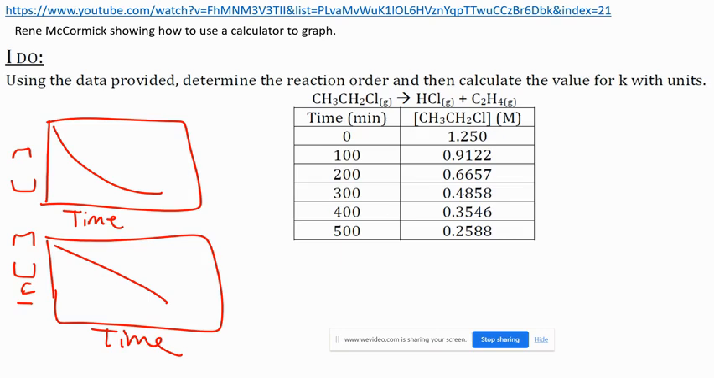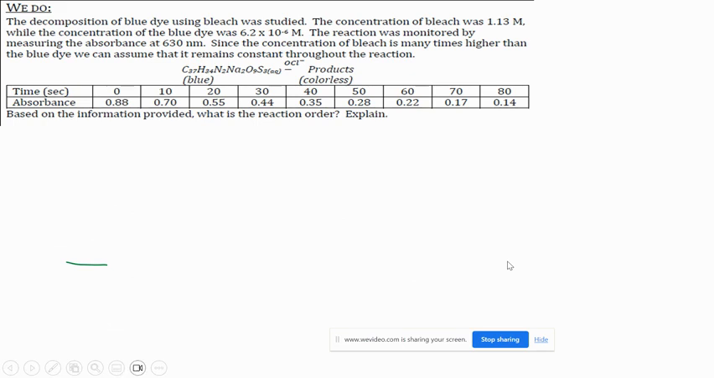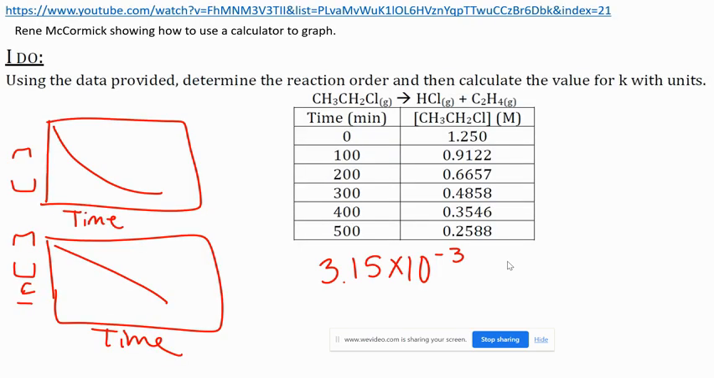Okay? And then they want you to calculate K. All right? The slope of the line is going to be K. So you should be able to determine that. You should have been able to get 3.15 times 10 to the negative 3. It's first order. So your units are going to be 1 over, and then look at your time unit, minutes.